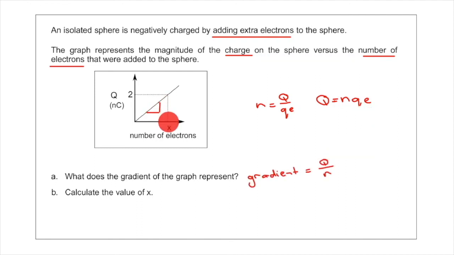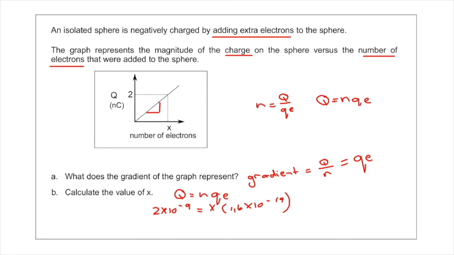Now here the gradient of that line is going to be q divided by n. So if we look at this equation, q divided by n, that will just be equal to the charge of 1 electron. Now they ask us to calculate the value of x. So one way to do this is to substitute into my equation the value of q over there, 2, and that axis is in nanocoulomb.